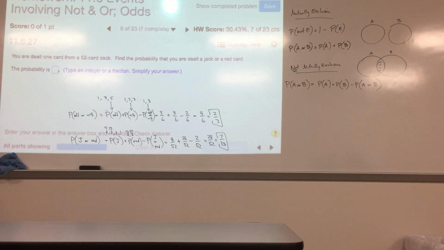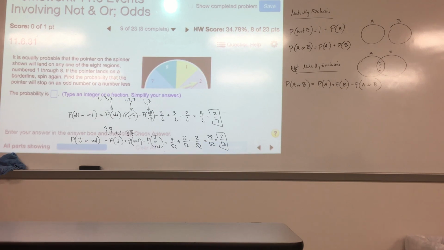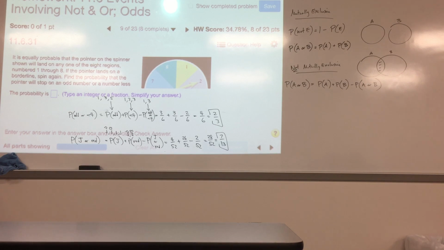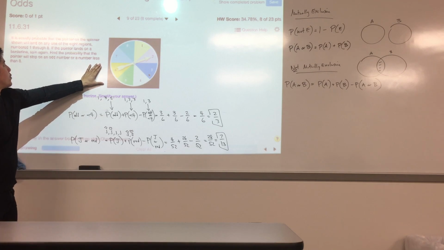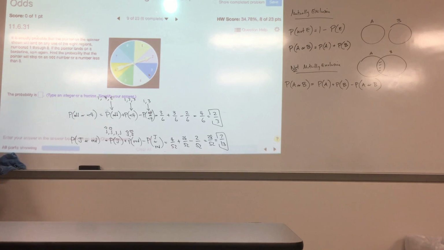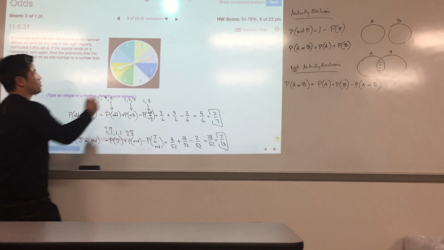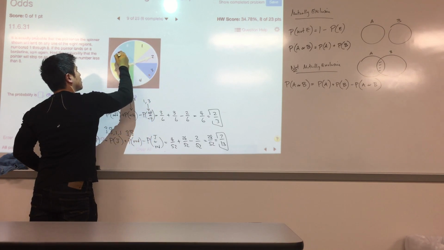Does that make sense, guys? Any questions about that at all? Okay, good. All right, let's take a look at this one. So let's back up. A little bit tough to see. I'm going to read this one, okay? It says, it is equally probable that the pointer on the spinner shown will land on any one of the 8 regions, numbered 1 through 8. If you can't see that, there it is.